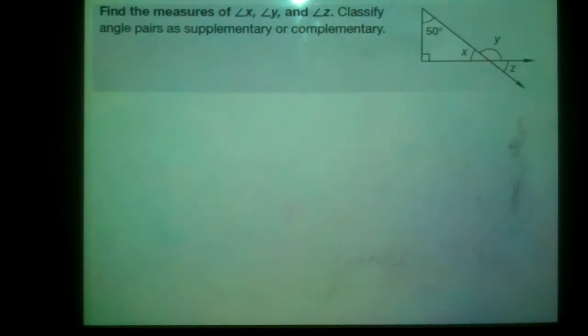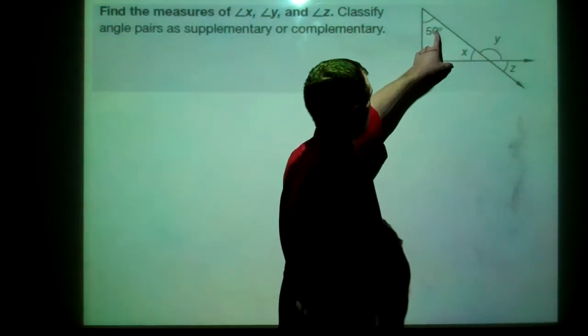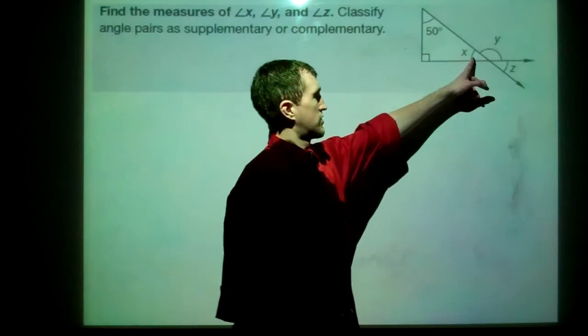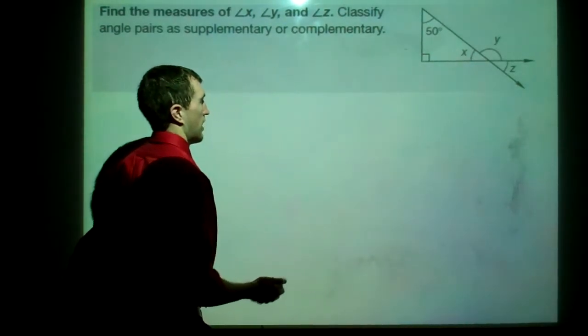Alright, so we're going to use some of those facts here to help us figure out the angles. We want to first find the measures of x, y, and z. We're going to classify angle pairs as supplementary or complementary. So we have 90 degrees, 50 degrees, and then we have angle x. Looks like that could be the first one we try to find.